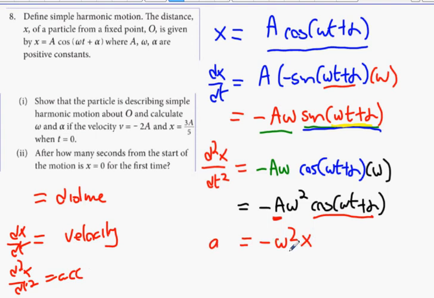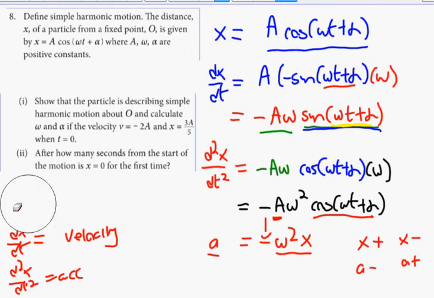Why does it execute simple harmonic motion? Can anybody remember? Because the acceleration is always in a different direction to the displacement. If x is positive, a is negative. If x is negative, a is positive. Because of this minus sign. Is that alright?